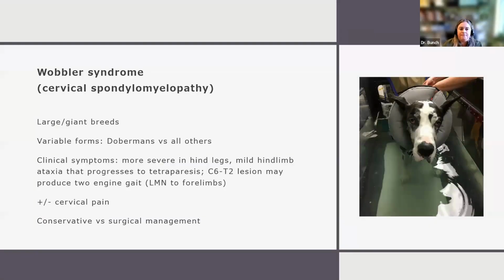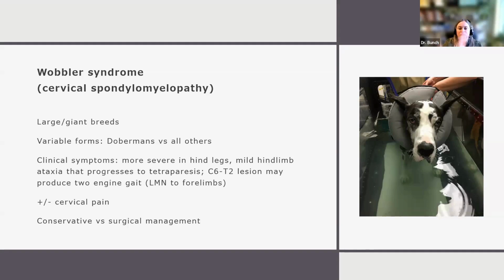So what about the wobbler, right? Wobbler syndrome, cervical spondylomyelopathy. Here's one of the poster childs for this. These are usually large to giant breed dogs. And then, of course, there are variable forms, and this depends on the neurologist you talk to. One of my neurologists says, I just like to say it's wobblers, right? And then there are different ways it presents. But if you read the literature, they do divvy them out, which I'll talk about here in a minute.